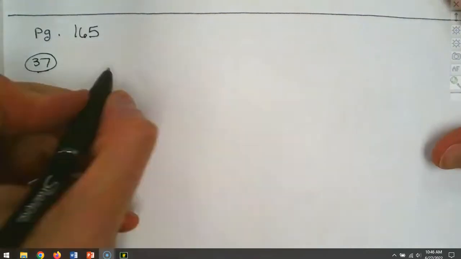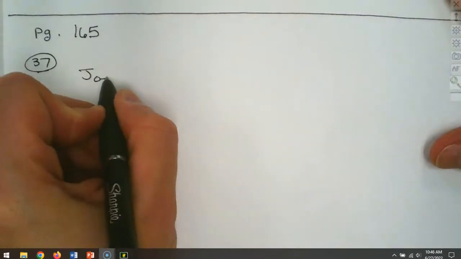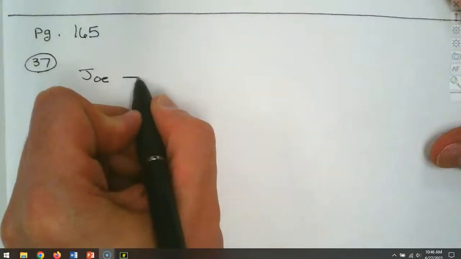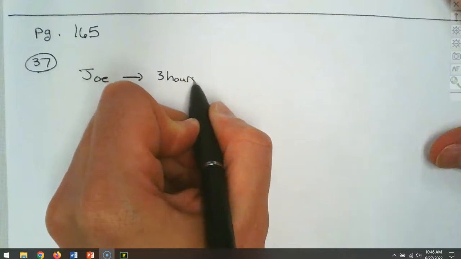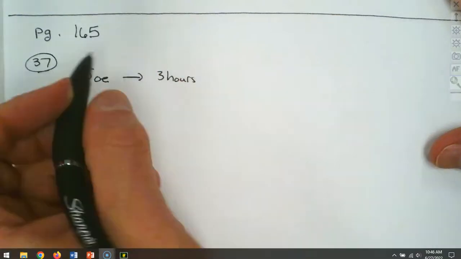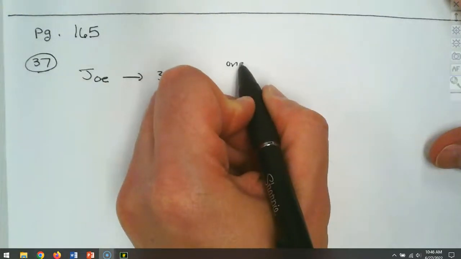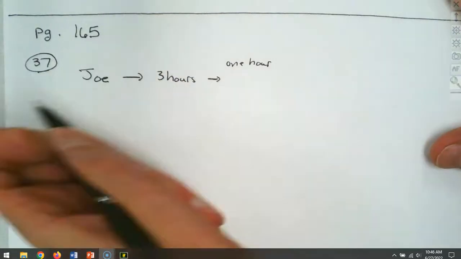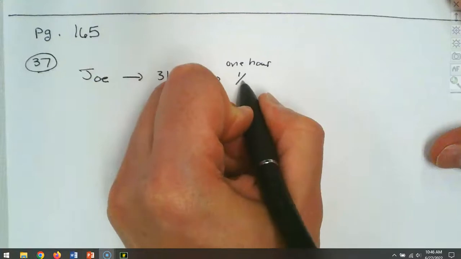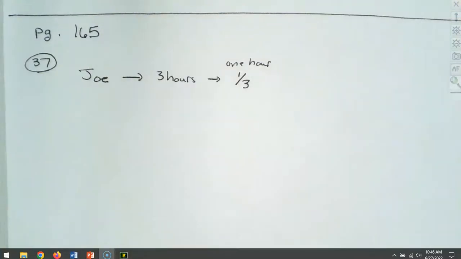So when we look at Joe, it takes him 3 hours to paint this house. So how much is done in 1 hour? If it takes him 3 hours to paint the house, in 1 hour he has painted a third of that house.